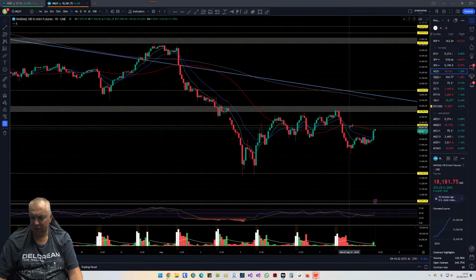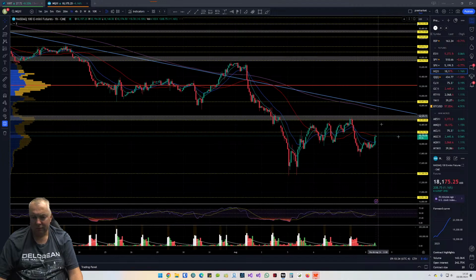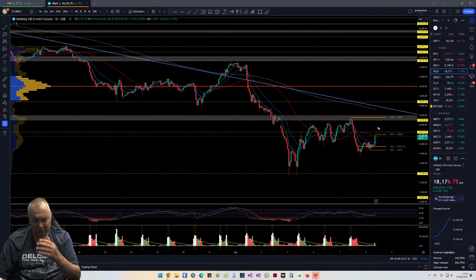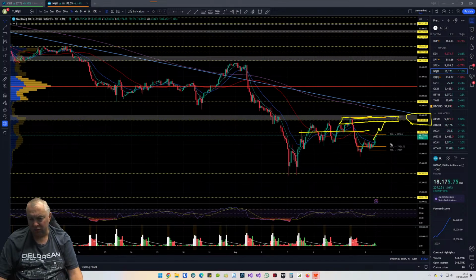NQ, not quite as good as SPY, and a bit better than ES. So the only area I'm watching for the rejection is 18,500. Psychological number as well. We could watch this potentially 18,252 for a break and retest long, or the rejection.